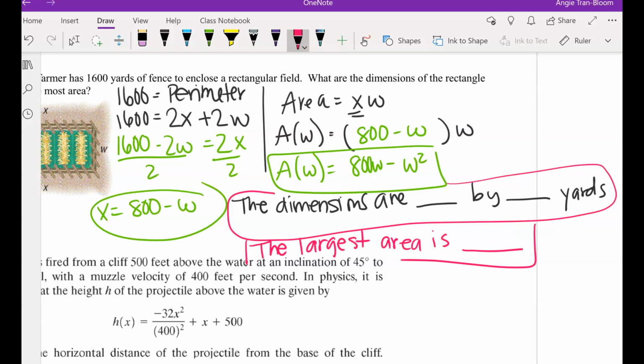Shoulder partner, if you don't have a shoulder partner, front partner, back partner. How would you know what your x-min should be? What's your x-min? Zero, because can a dimension be negative? No. What's your x-max? Sure, try 800. Once you put in x-min, x-max, you should do zoom fit. Try it.